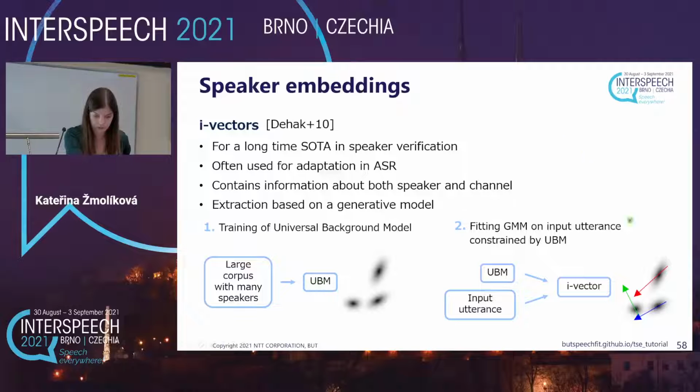In particular, the different components of the UBM can be shifted in a constrained set of directions, and how much we shift the components in these directions, these are the values of the I vector. One interesting property of the I vector is that we don't explicitly use the speaker information at any point in the training or the extraction of the I vector. So the I vector can contain also other information such as channel information. This can often be undesired, but in some use cases it can be beneficial to also have the channel information in the embedding.